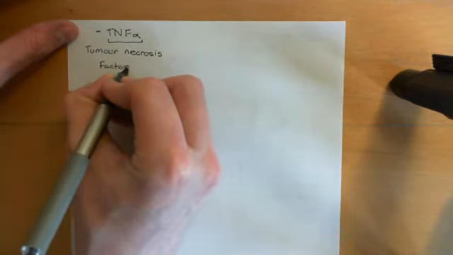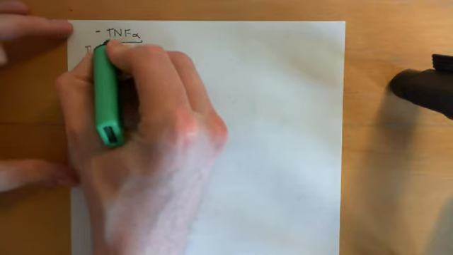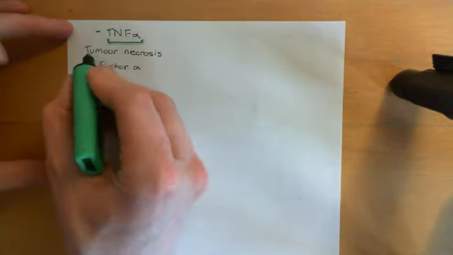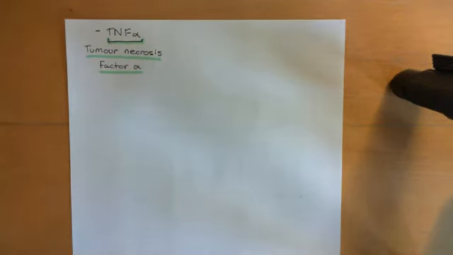Now, there are quite a few tumour necrosis factors in humans. Tumour necrosis factor alpha is the most important one. So if you see someone just write TNF for tumour necrosis factor and not clarify which one it is, you can assume that they mean tumour necrosis factor alpha, because it's the most important one. If they were talking about tumour necrosis factor beta or some other tumour necrosis factor, they would specify it. If they don't specify it, you can assume they mean tumour necrosis factor alpha.